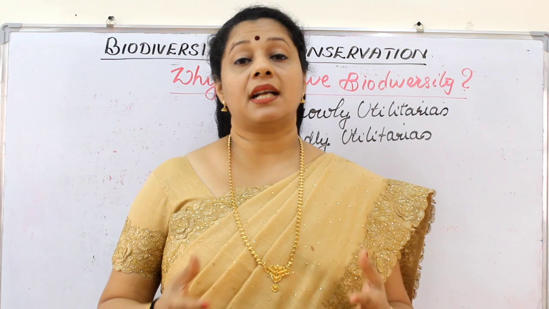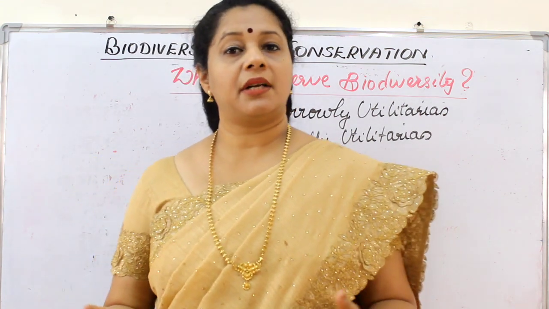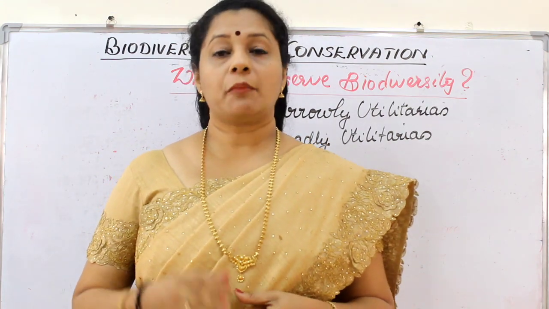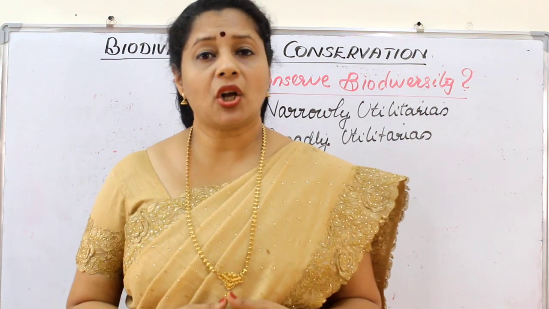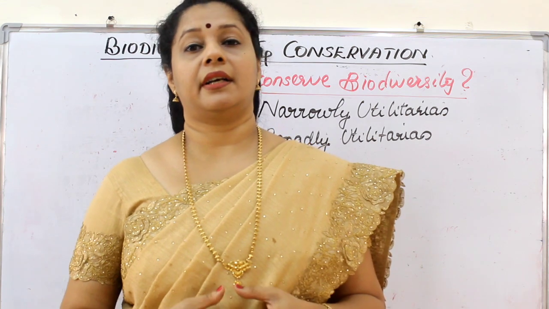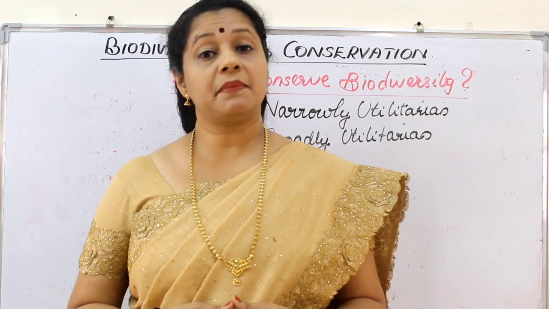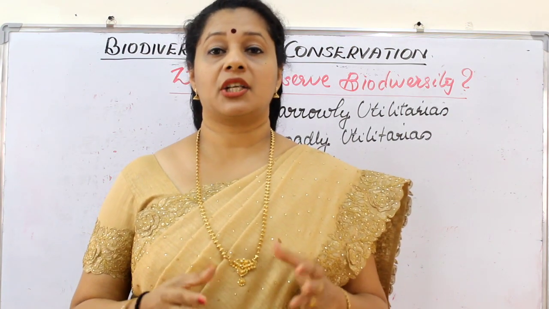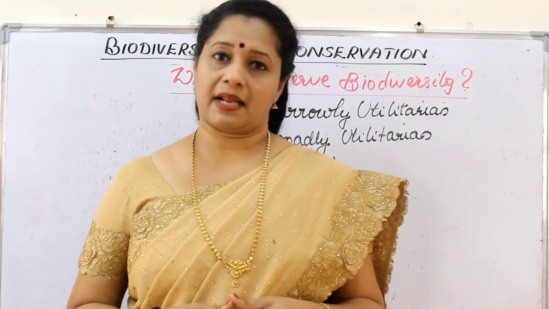The second argument here is broadly utilitarian, meaning we are thinking in a wider perspective. We know that plants produce oxygen for us to breathe, plants reduce the carbon dioxide concentration in the atmosphere, thereby reducing global warming, and plants are responsible for water cycling. When we think about all these services that plants provide, then it is a broadly utilitarian reason for protecting the environment. More than 20% of the oxygen liberated on this planet actually comes from the Amazon rainforest. That's why it is called the lung of the planet.